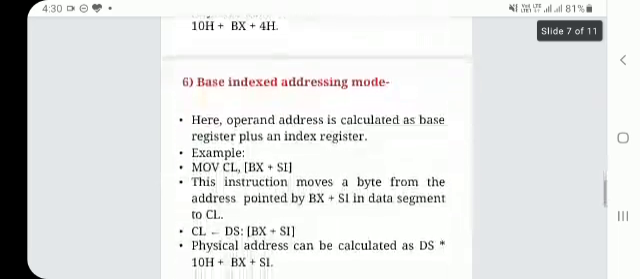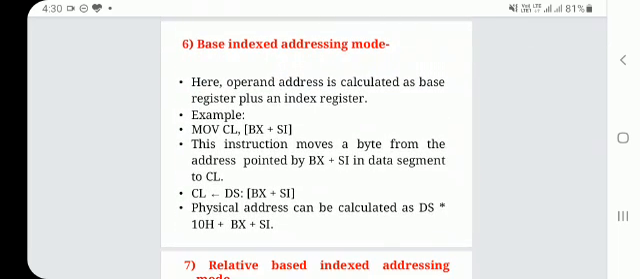The next one is base indexed addressing mode. Here the operand address is calculated as base register plus an index register. For example, MOV CL, [BX+SI]. SI is the source index here. This instruction moves a byte from the address pointed by BX plus SI in the data segment to CL. The physical address will be DS times 10H plus BX plus SI.